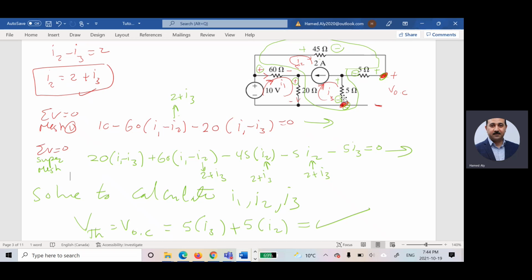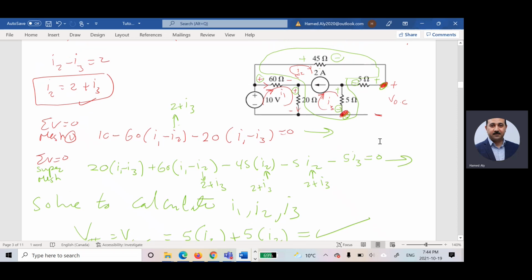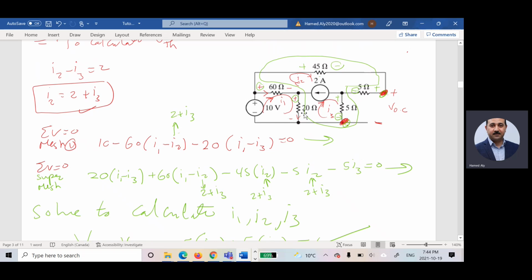I want to know how you get I2 equals. Okay, how I got I2 equals 2 plus I3. Where is I2? Yes, this is I2. This branch is a common branch between this mesh and this mesh, right? The direction of the current that I assumed here is in that direction for this mesh, and the direction of the current for the other mesh is in that direction. So this one is in the same direction, but the other is in the opposite direction. So it is the difference, right?